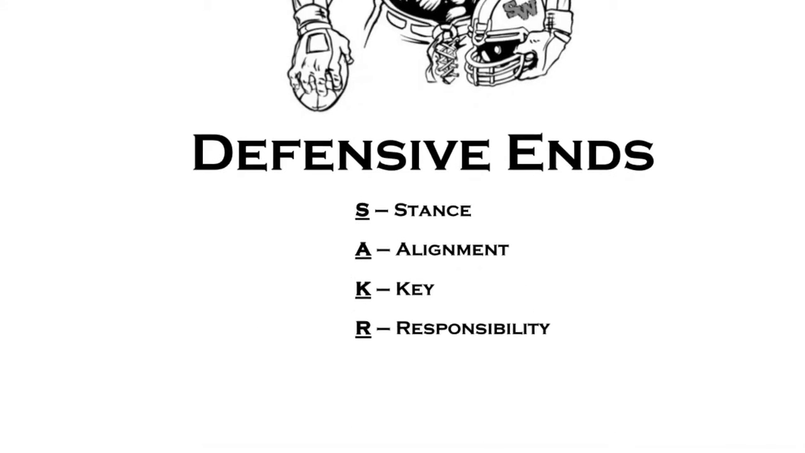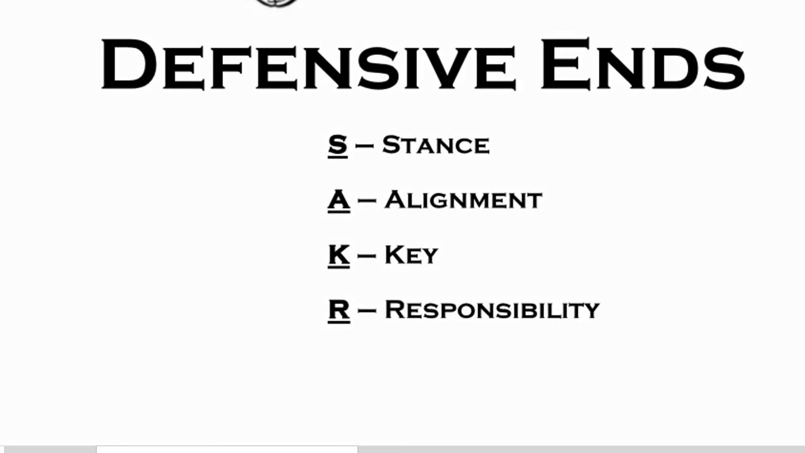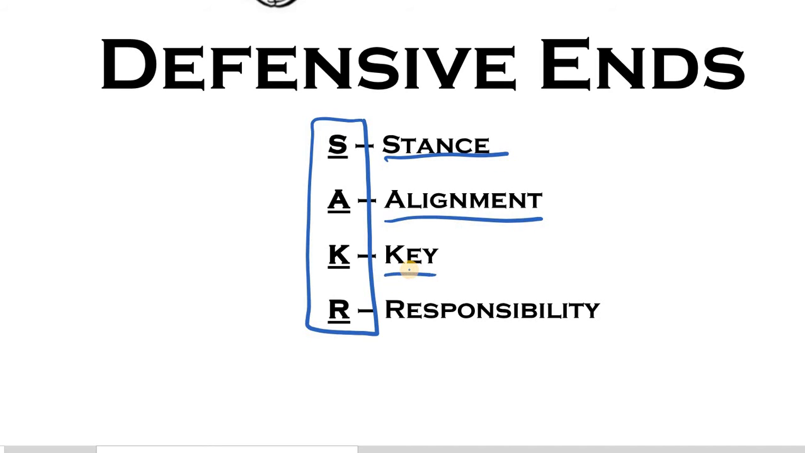The outline of this booklet is going to follow the steps of what we have termed SACR. That's stance, alignment, key, and responsibility. This will ensure that you know how to line up, where to line up, who you're supposed to be looking at as the play begins, and what your job is once the play is underway.